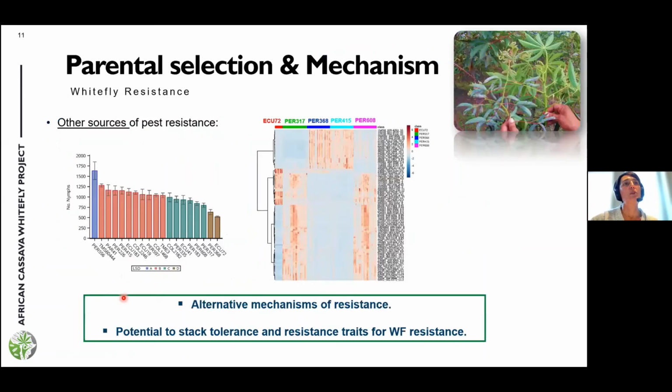So I just want to briefly mention that there are other sources of pest resistance that we are working on. There are a number of Peruvian lines that also present high levels of resistance and a completely different mechanism than ECU72, and that opens the possibility of stacking or combining different traits for improving the resistance to whitefly in cassava.